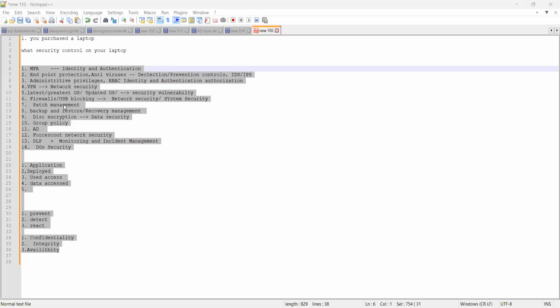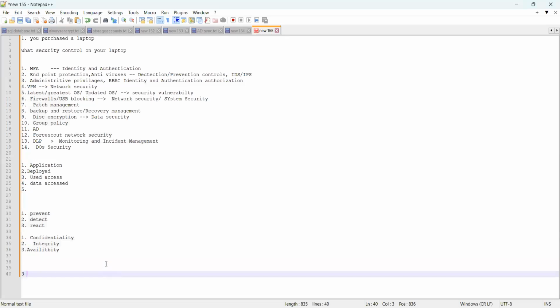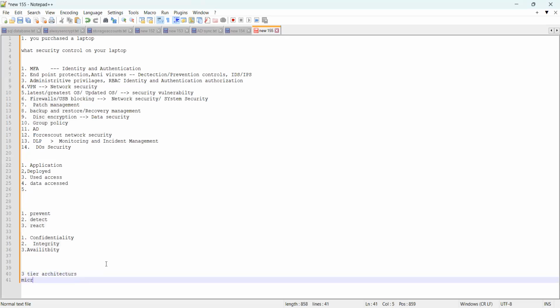Anything else, guys? No. And we will take an example of three-tier architecture and microservices down the line, and how those will be deployed, and what kind of various security controls will be used on the identity side, access side, authentication side, data security side, and network side. So basically, those things will be discussed.